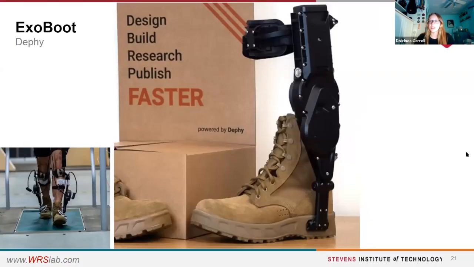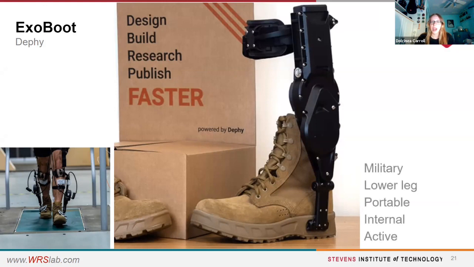Now we are looking at the exoboot. The exoboot is an ankle-only exoskeleton. It is used to assist in walking and increase endurance while decreasing energy expenditure. The application of the DeFi exoboot is for military usage. And as it is ankle-only, the body segment classification is lower body.